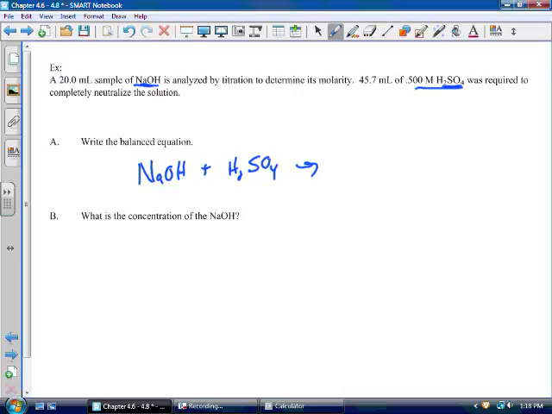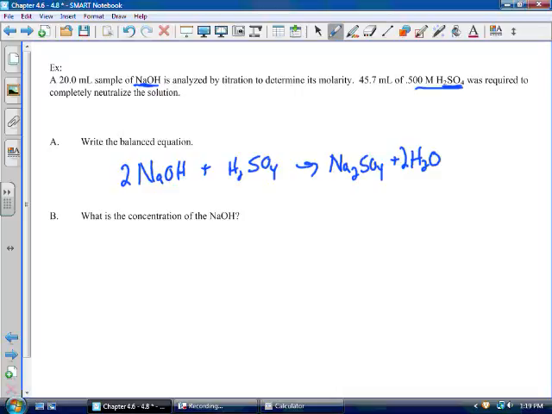It is a double displacement reaction. Sodium is going to go with sulfate to form sodium sulfate. Since it's an acid-base reaction, that's our salt that's forming. Sodium sulfate, salt. And hydrogen is going to go with hydroxide, which we learned earlier that H plus OH forms HOH, but we write that as H2O. To balance the equation, I need a 2 here and a 2 here. All right, so there's our balanced equation.